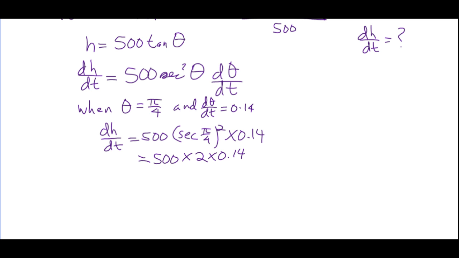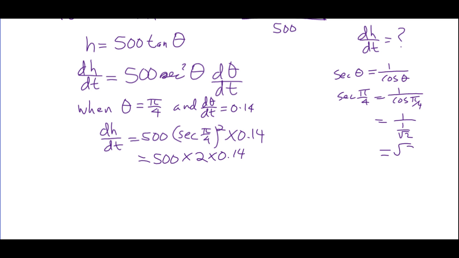Okay, so you got that. Let's just scribble this over here. The secant of pi over 4 is 1 over cos pi over 4, which is 1 over root 2, which is root 2. Then you square that, you get the 2, and we've got 1,000 times 0.14, which even people without a calculator should be able to do.